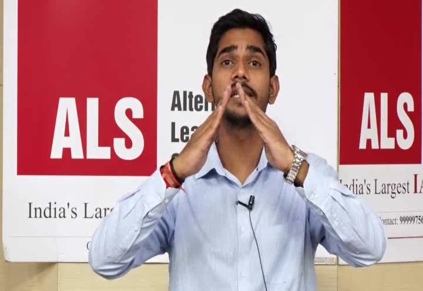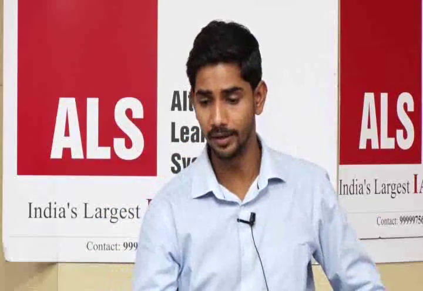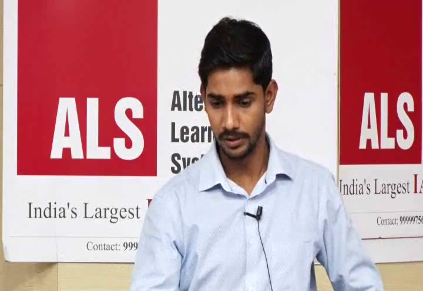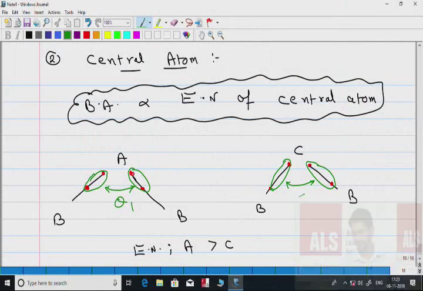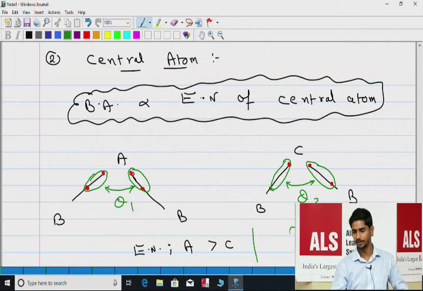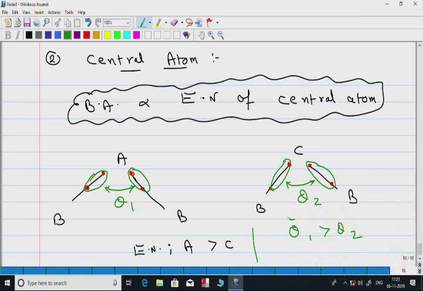Now, if I say that the electronegativity is less, it means the electron pairs won't come closer to each other. So definitely they will repel each other, but not with a significant repulsive force. They will repel, but only slightly. That's why the bond angle will be low. So here, suppose this is theta 1 and this is theta 2. I can say that theta 1 would be greater than theta 2. This is the concept.